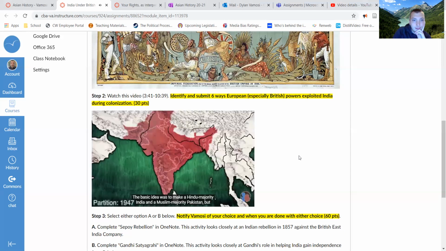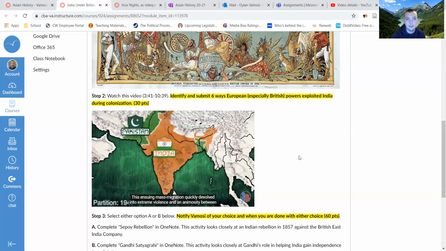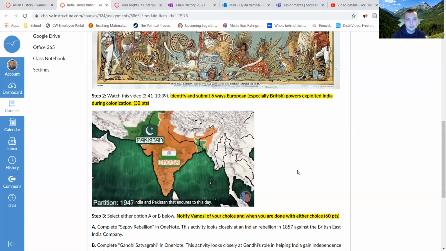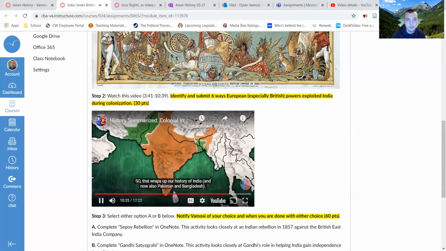The basic idea was to make a Hindu-majority India and a Muslim-majority Pakistan, but demographics don't work like that, so after partition in 1947, there were millions of people that found themselves on the wrong side of these new borders. This ensuing mass migration quickly devolved into extreme violence and produced an animosity between India and Pakistan that endures to this day. Dark! So, that wraps up our history of India and also now Pakistan and Bangladesh.